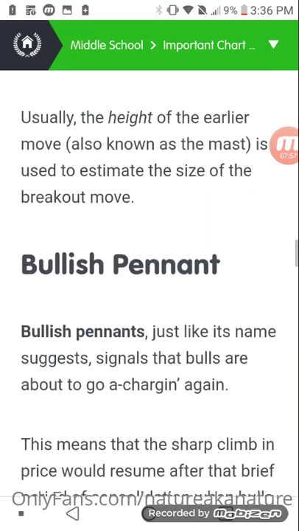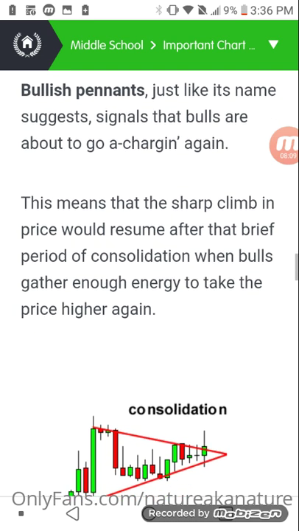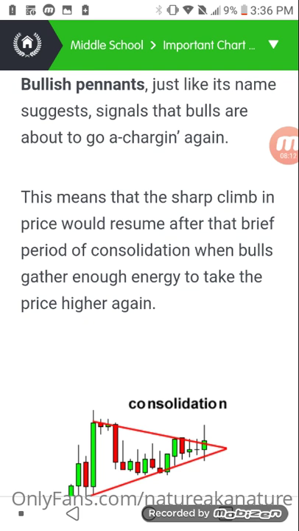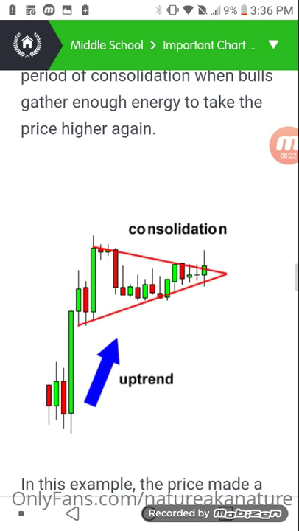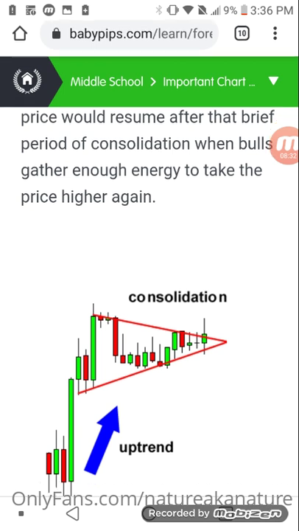Same thing with the bullish pennant. The bullish pennant is a continuation pattern too, and bullish means going up, so it's a continuation pattern going up. Just like the name suggests, it signals that bulls are about to charge again. This means that the sharp climb in price will resume after a brief period of consolidation, when bulls gather enough energy to take the price higher again. They'll push price higher again.